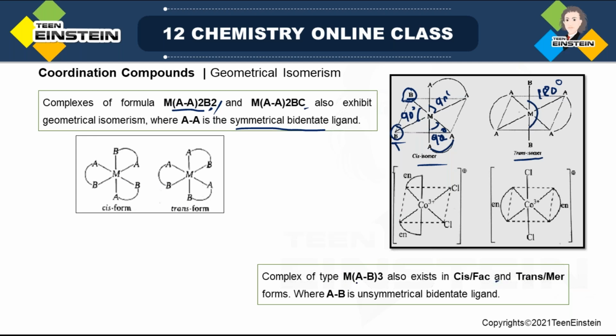Now the next type, MABc3. Here AB means an unsymmetrical bidentate ligand. It also forms two types of geometric isomers, and in some books it uses the term cis, sometimes fac or trans or mer, but I suggest it is better to use the terms fac and mer. So here I have the general formula and the corresponding picture.